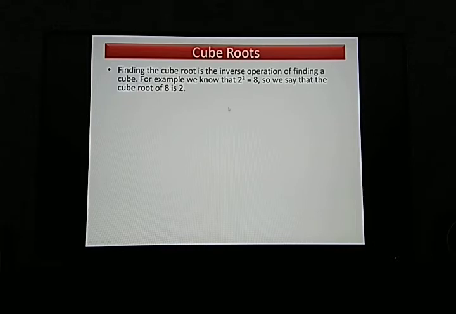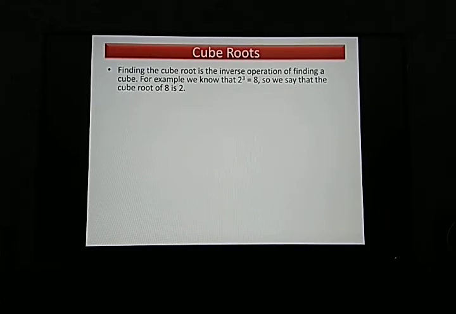Say for example, 2 cube is 8. So what can we say from here? That 8 cube root will be 2. It is just the opposite operation.